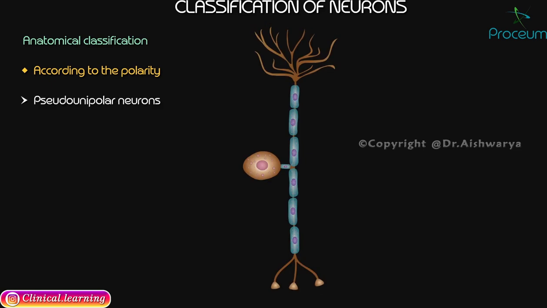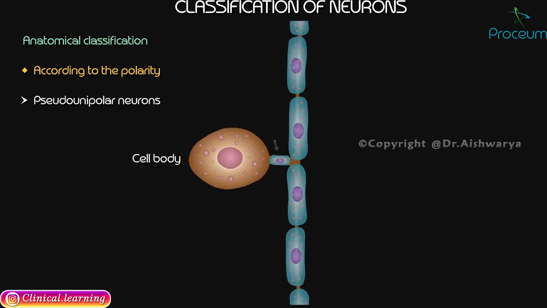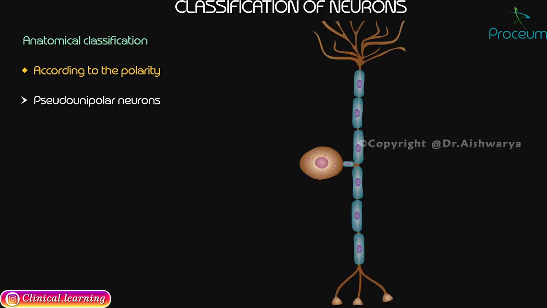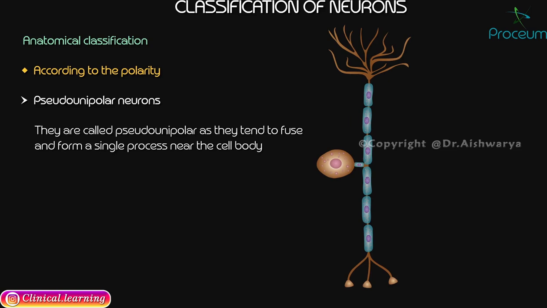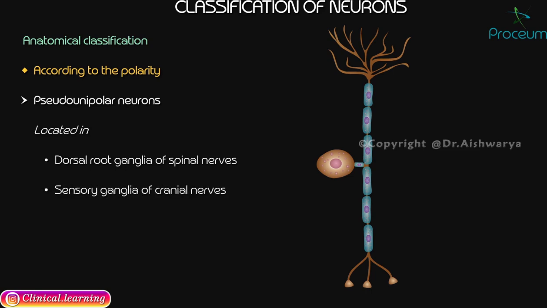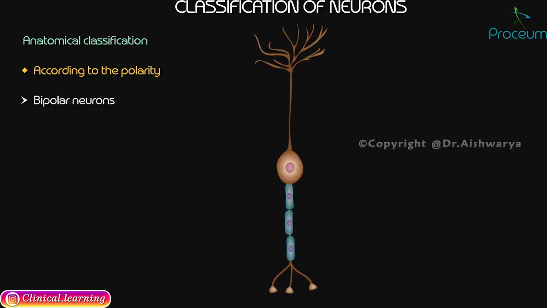The first is pseudo-unipolar neurons. In this type of neuron, a single process emerges from the cell body, and after a short convoluted course, it bifurcates at a T junction into peripheral as well as central processes. They are called pseudo-unipolar because they tend to fuse and form a single process near the cell body. These neurons are mainly found in the dorsal nerve root ganglia of the spinal nerves and sensory ganglia of the cranial nerves.